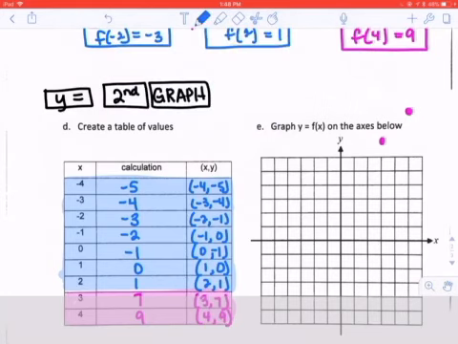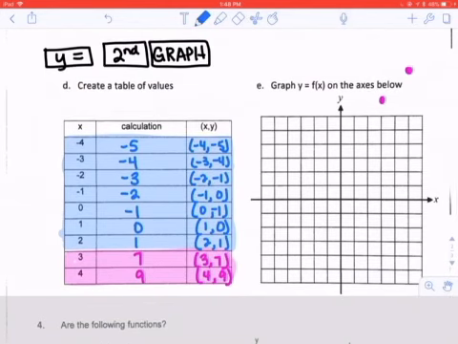Negative 4, negative 1, 2, 3, 4, 5 is right here. Negative 4, negative 3, negative 4 is here. Negative 2, negative 3, negative 1, negative 2, 0, negative 1, 1, 0, and then 2, 1.